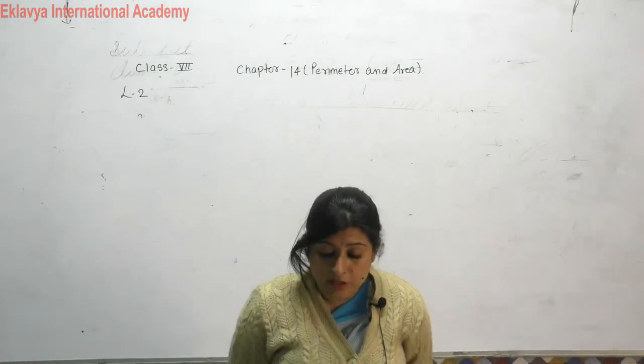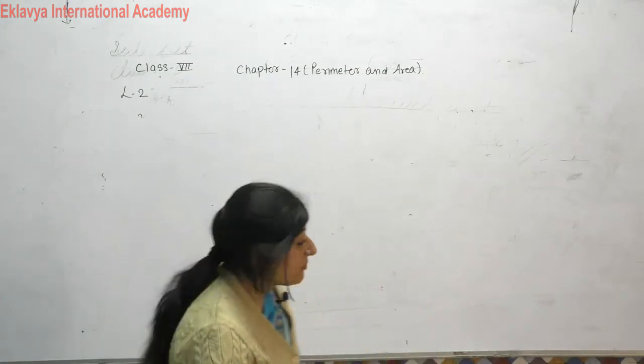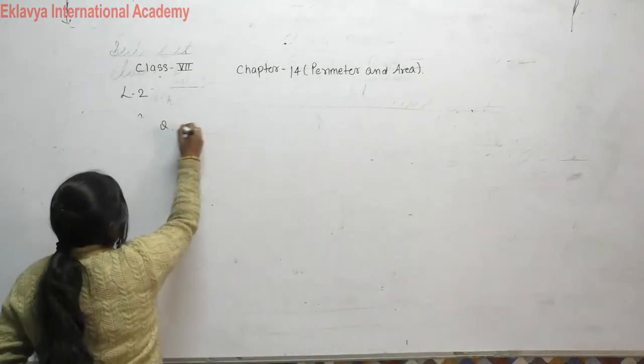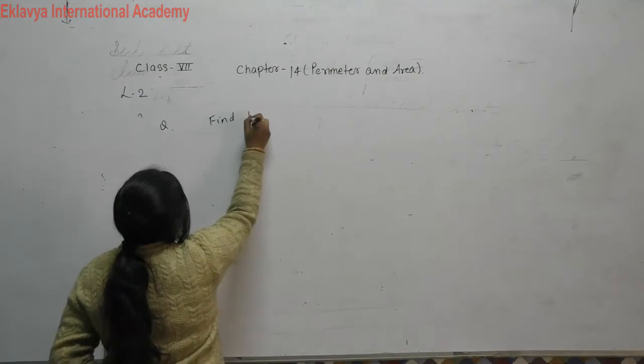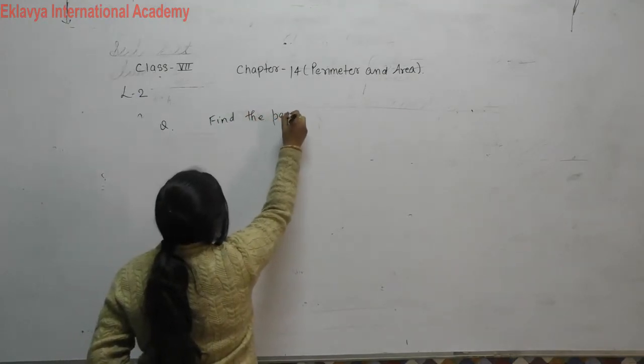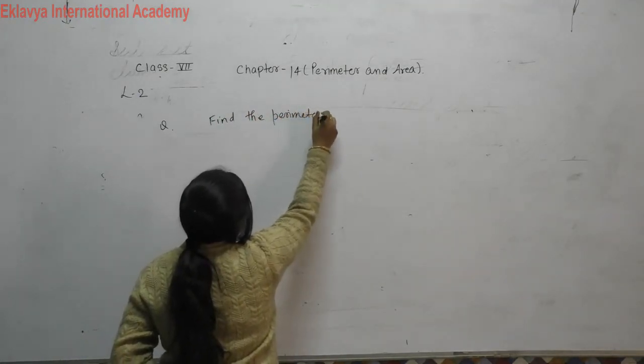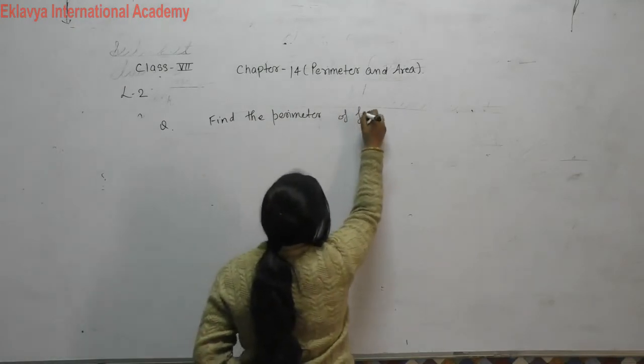Find the perimeter of the following squares. In this, your question is to find the perimeter of the following squares.